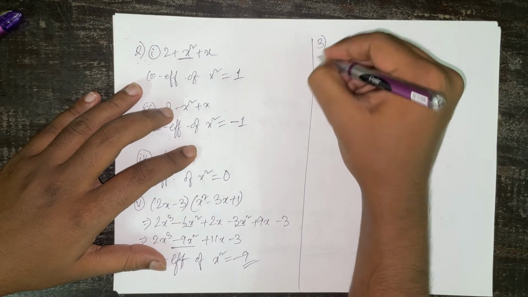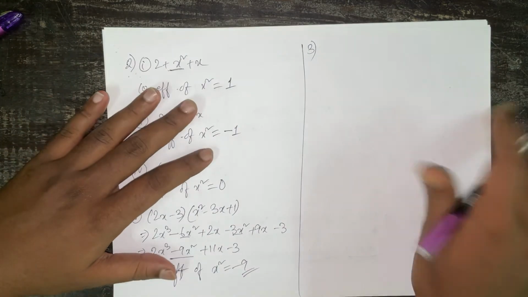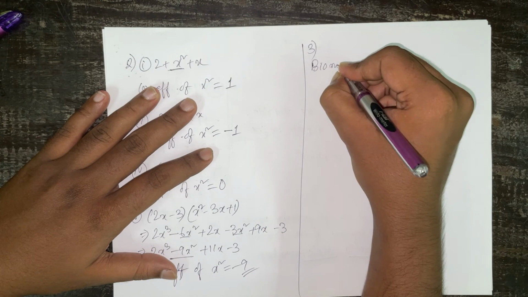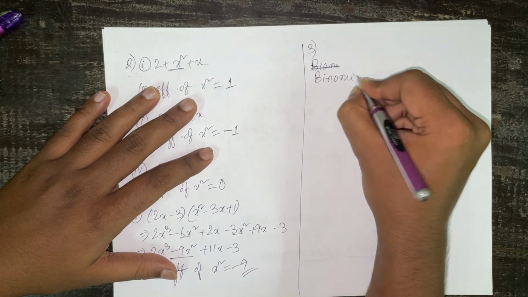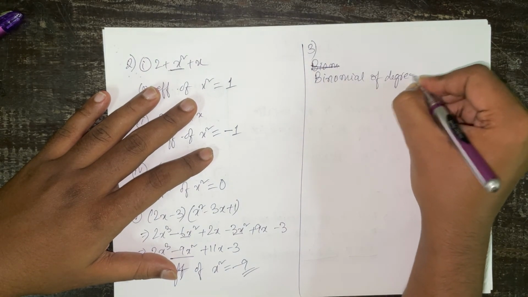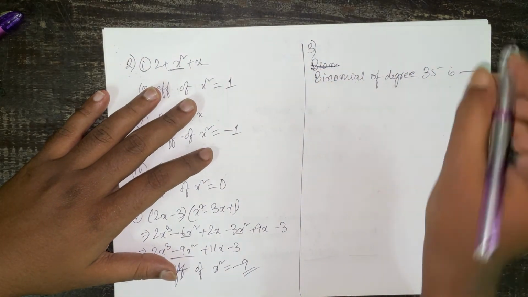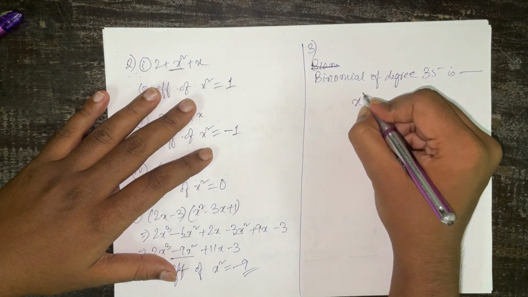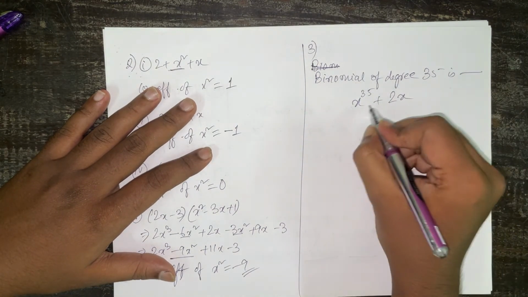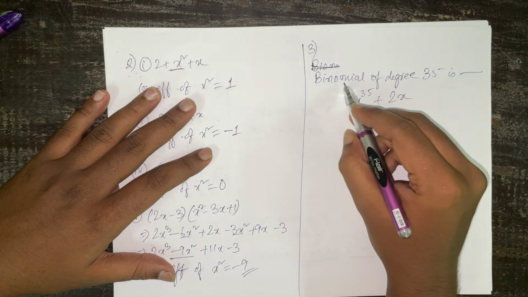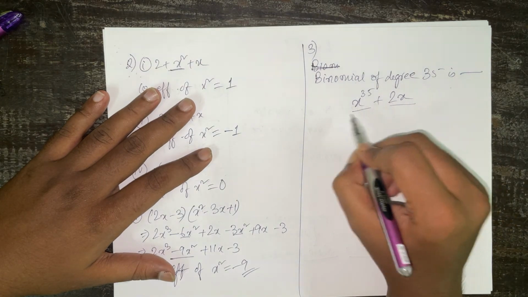Let's move on to question number 3. Give one example of a binomial of degree 35 and a monomial of degree 100. So binomial of degree 35: binomial means we have 2 terms. So let's choose any variable, suppose x. We can write x to the power 35 plus 2x. Done. We have variable x and the highest power is 35, and we also have 2 terms. So it is a binomial and degree is also 35. So there is one example.